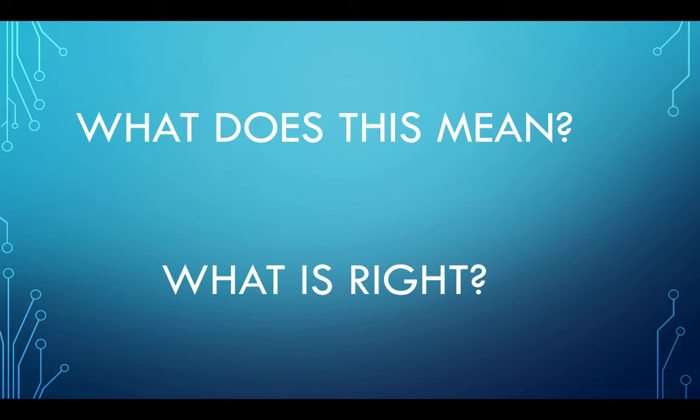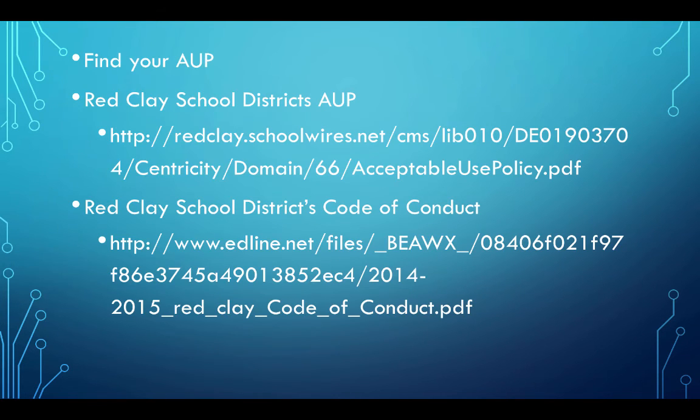What does this all mean to you? How do you know what you're doing is right? Well, the first thing you would do is find your AUP, or Acceptable Use Policy. If you're a Red Clay School student, the first thing you can do is ask a teacher for your AUP. Typically, you probably will even sign one before you get your Chromebook or device. Or maybe you did sign one already and you didn't even realize.